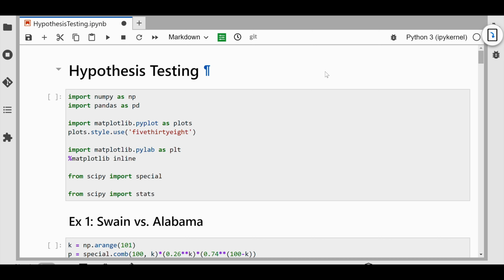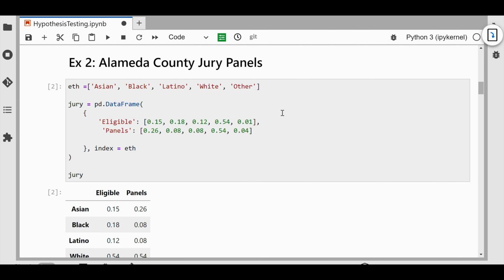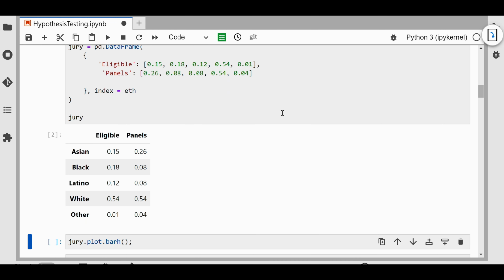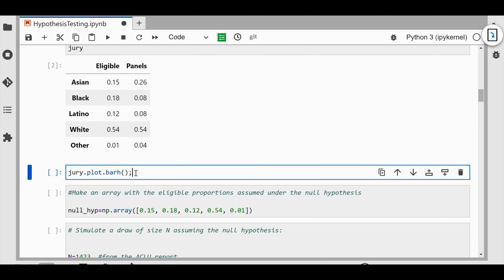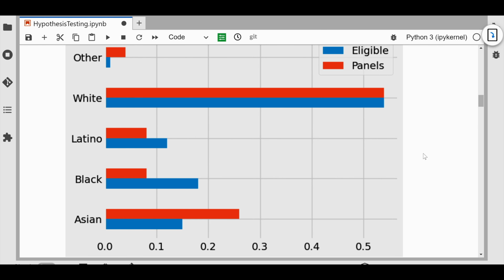So now we're going to pop over to the hypothesis testing notebook, and we're going to go down to example 2. So let's jump to here. And we're going to create a data frame that has the data that the ACLU compiled. You can visualize it like I had shown in the slides. And again, our question is, are these differences between the red distribution and the blue distribution something that could have happened just by random chance, due to the fact that the red distribution is just a random sample?